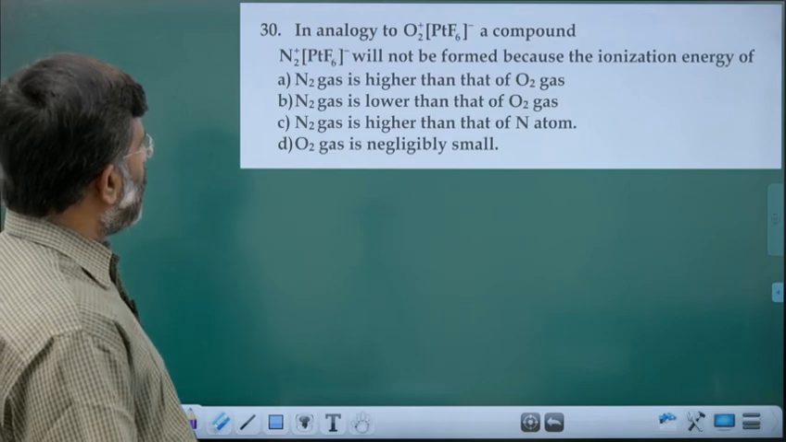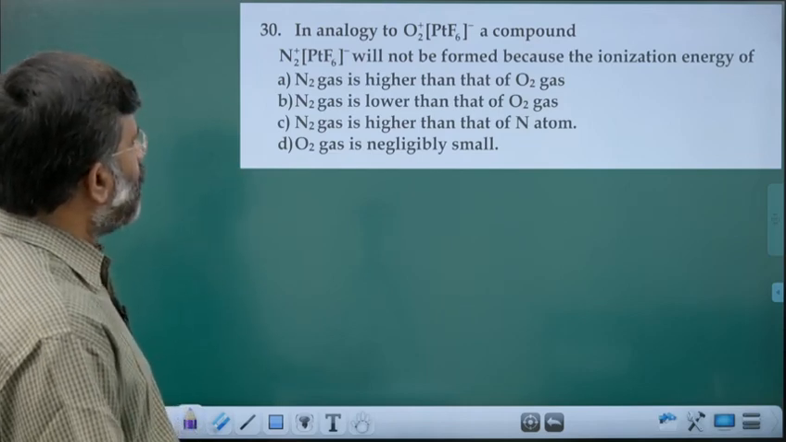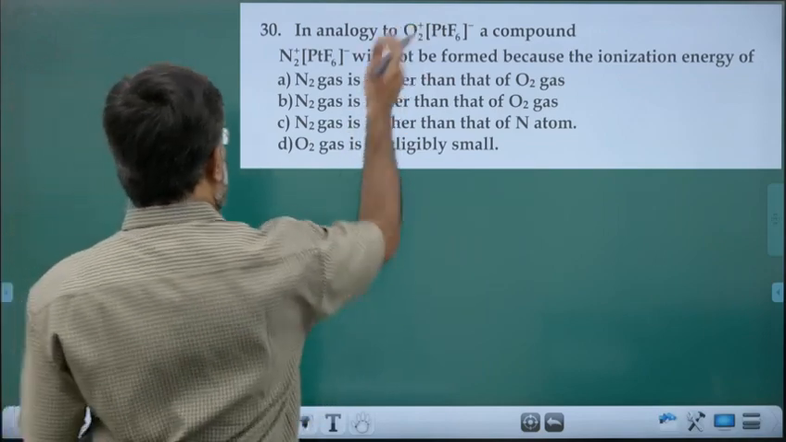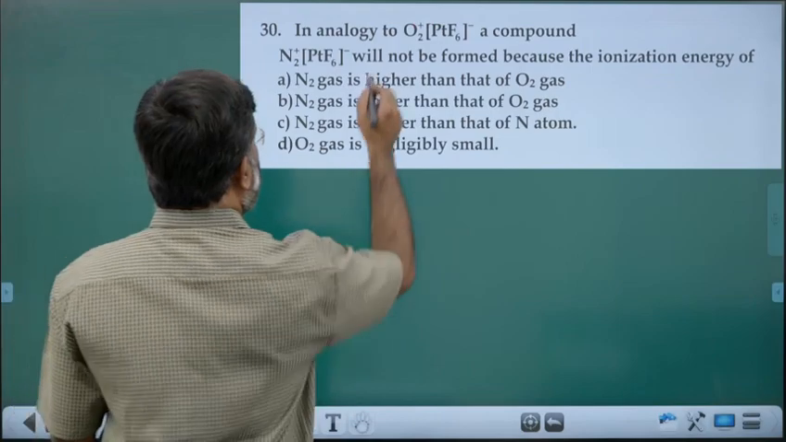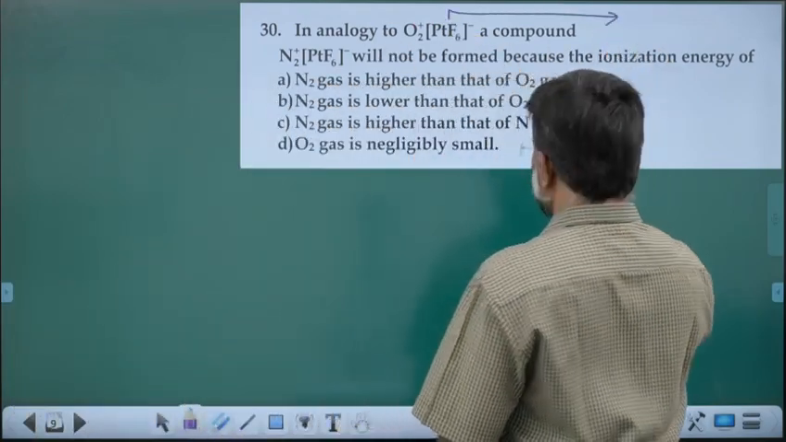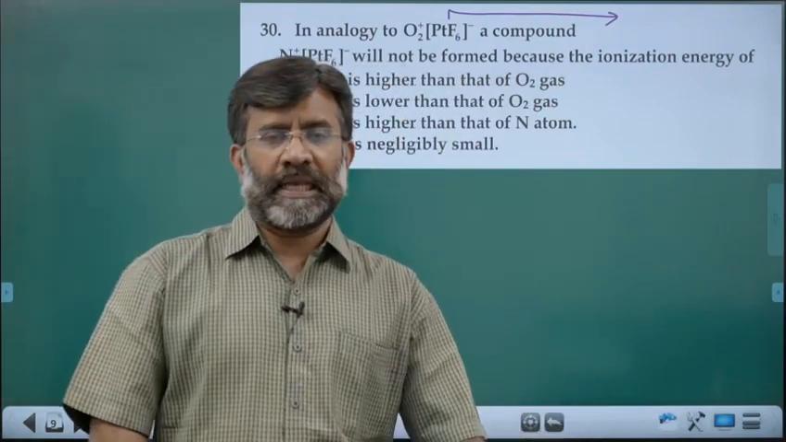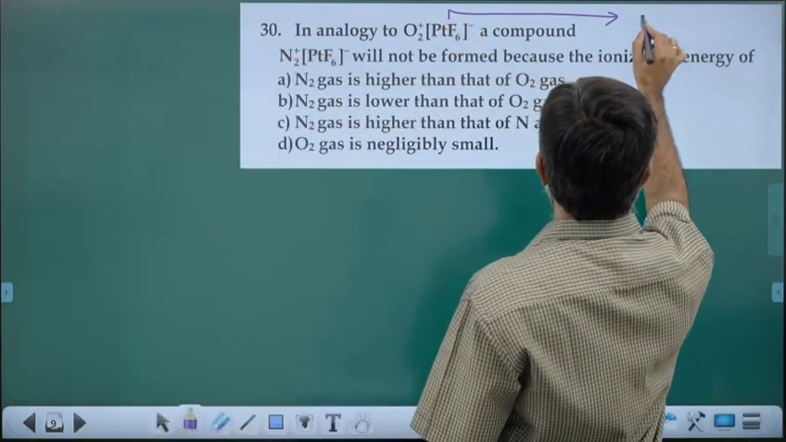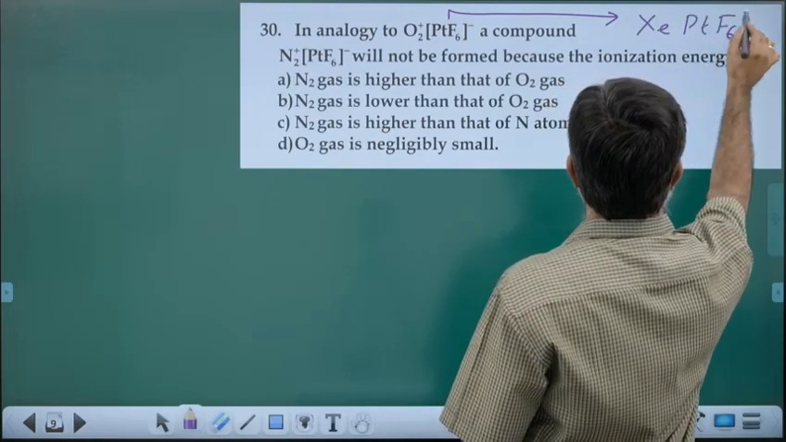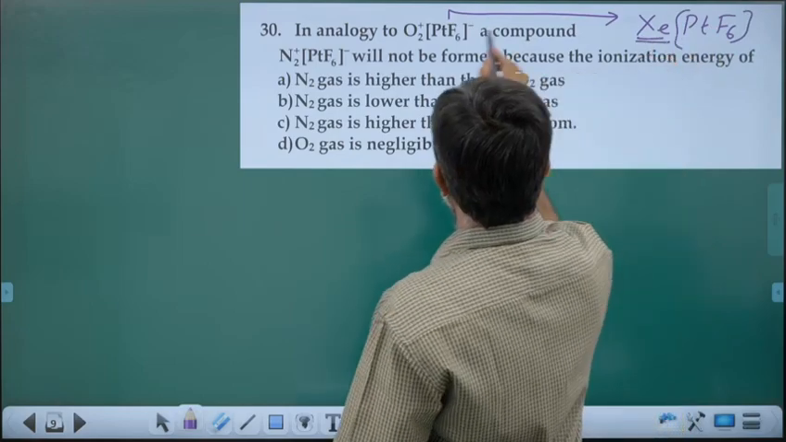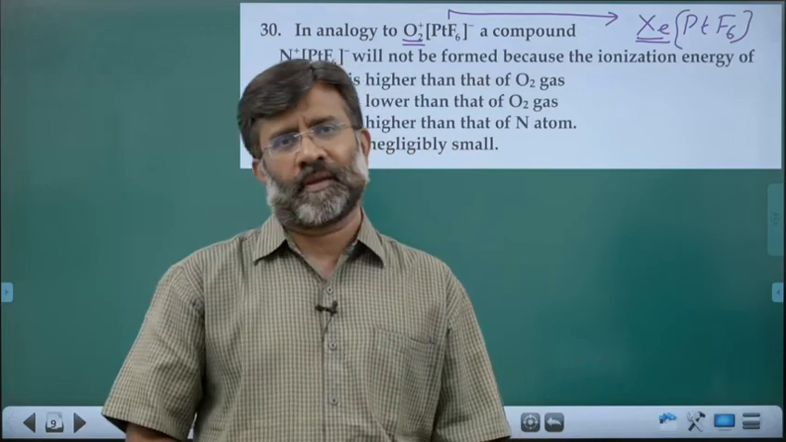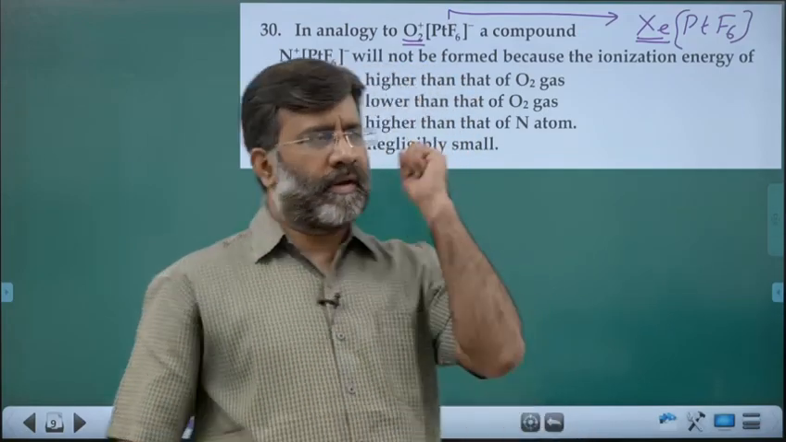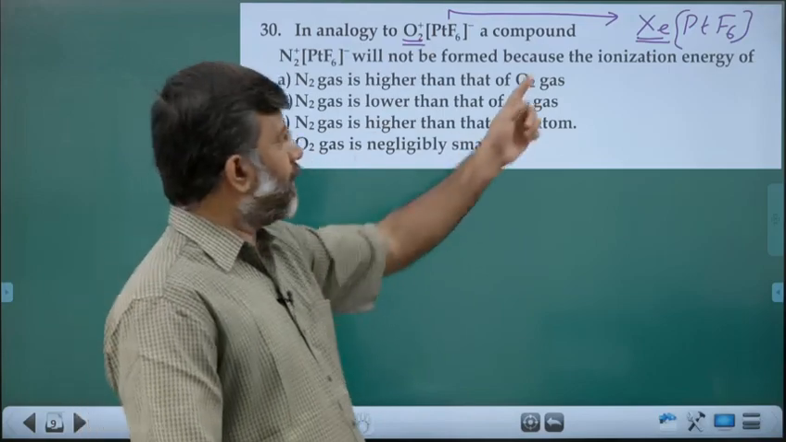In analogy to O2PtF6, a compound N2PtF6 will not be formed because of the ionization energy. Compared to this one, we were able to get a product. You know the history: Neil Bartlett prepared a red colored product, O2PtF6, and he thought of preparing XePtF6. And what was his logic? The ionization enthalpy of dioxygen and xenon he observed to be nearly the same. And when he prepared a red colored compound like this, he thought of preparing such a compound and he succeeded.